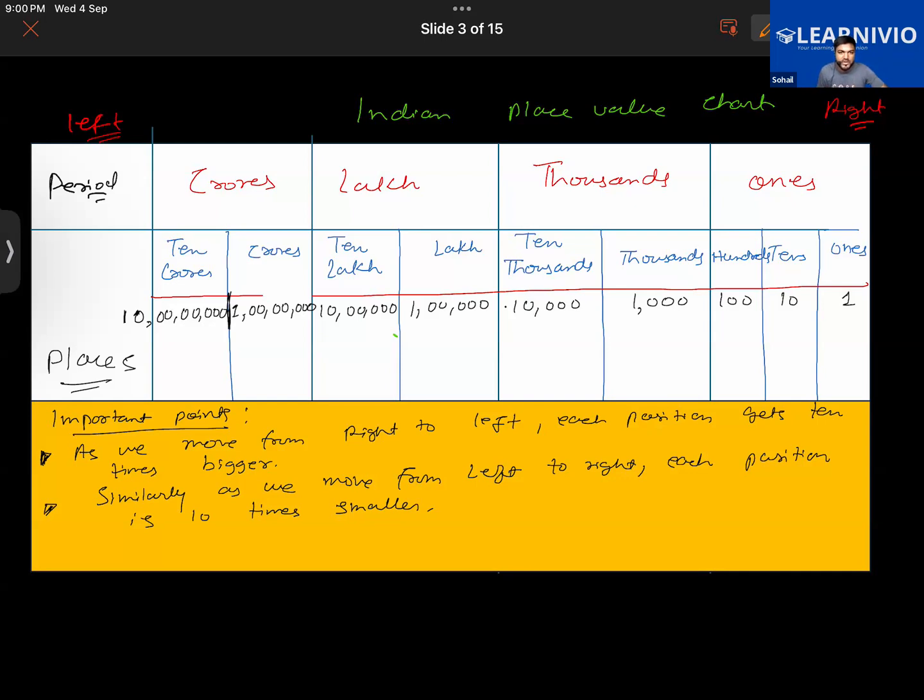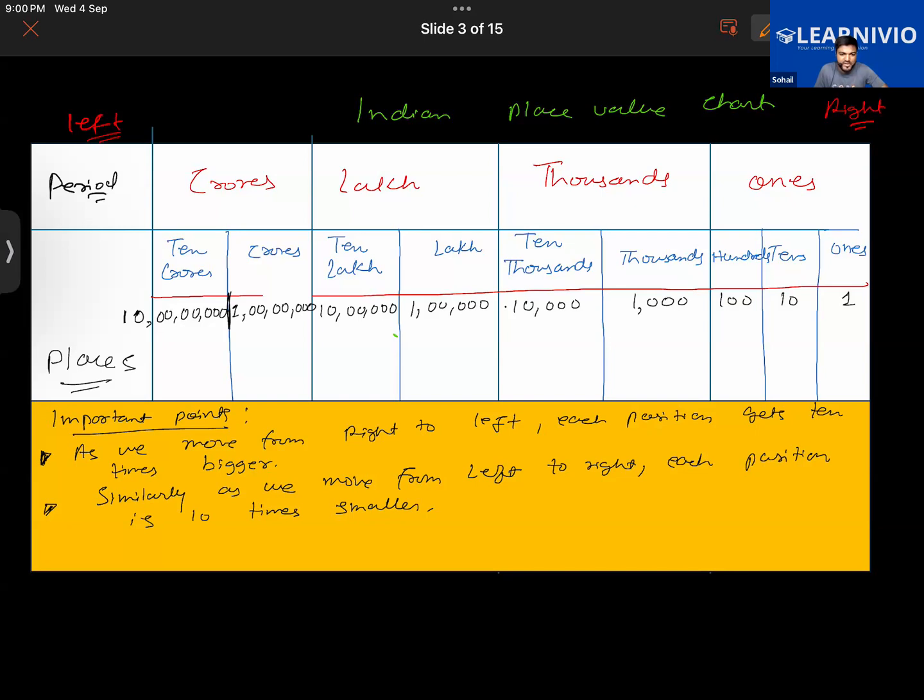Now, if it were 9,352, what would have been the place value of 9 then? 9,000. So you looked at its position, that's how you were able to answer it.